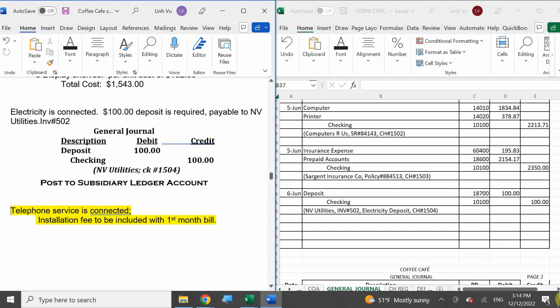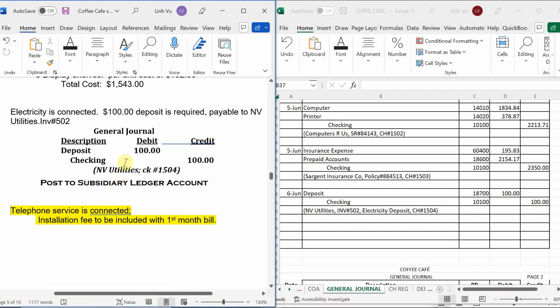So we are still continuing at the very bottom of our first journal here. And this is where we last left off. We already made our deposit for our electricity. Okay. So the next thing we have here is telephone services are also connected. Installation fees is to be included with the first month's bill.